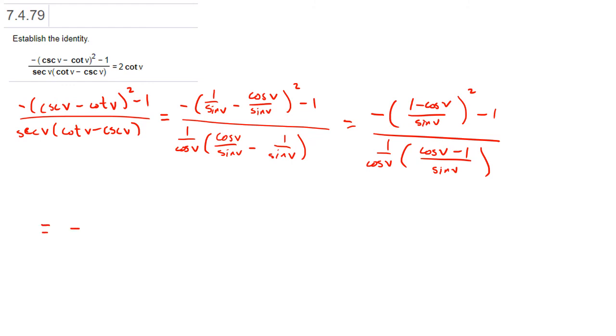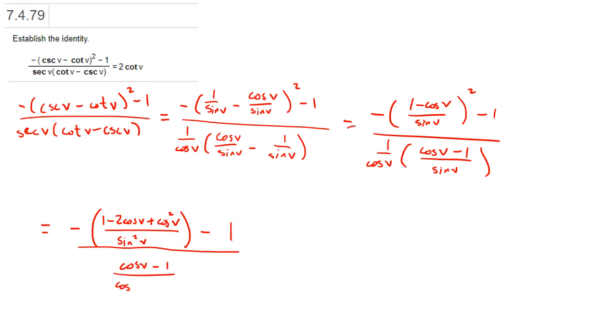Okay, so the denominator, when I square it, is just sine squared v. The numerator, when I FOIL out a 1 minus cosine v, is going to be 1 minus 2 times the cosine of v plus cos squared of v. And I see a little typo I made, so I'll quickly fix that. My denominator, if I multiply everything out, becomes cosine v minus 1 over cosine v sine v. Okay.